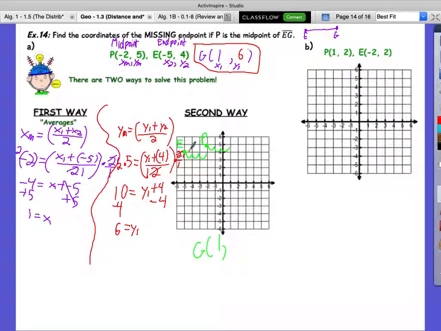Well, how far did we go up from E to P? 1. How far are we going to go up from P to G? 1. 1 comma 6. See how we just kind of match that? Oh, sounds good.